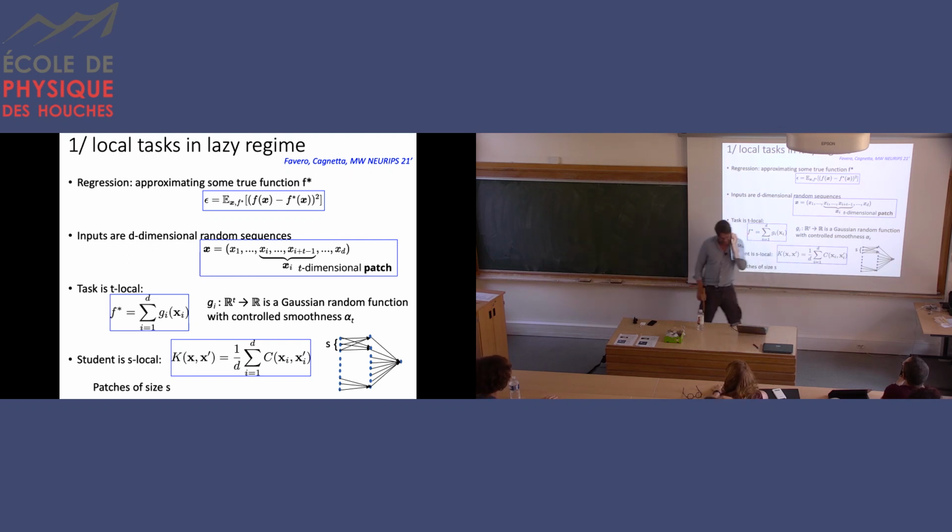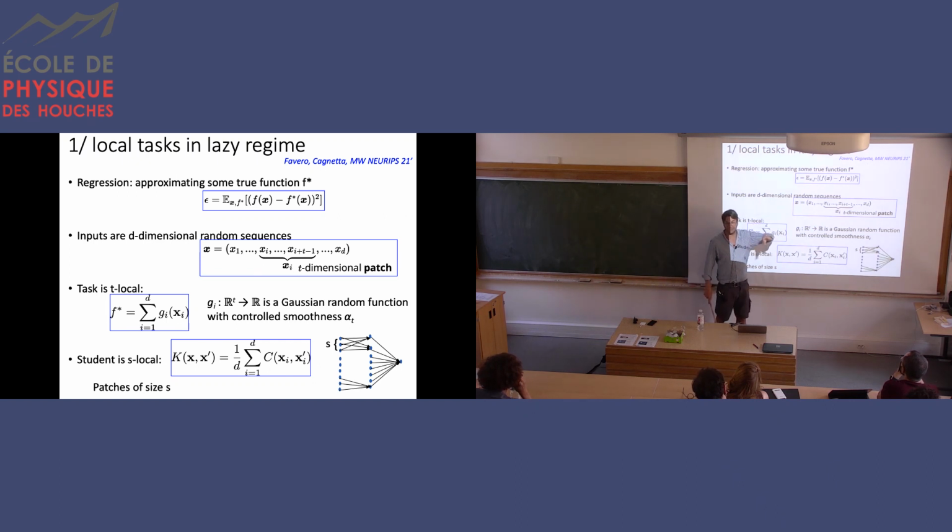Okay, so actually, Alessandro and Francesco are in the room. So this is our work on locality in the lazy regime. So here, okay, forget about classification. We'll be looking at regression. And you're trying to estimate some target function f star that's random. It's going to be some kind of random Gaussian field in this problem. Okay, so this is your task. And this is how we define the locality of the task.